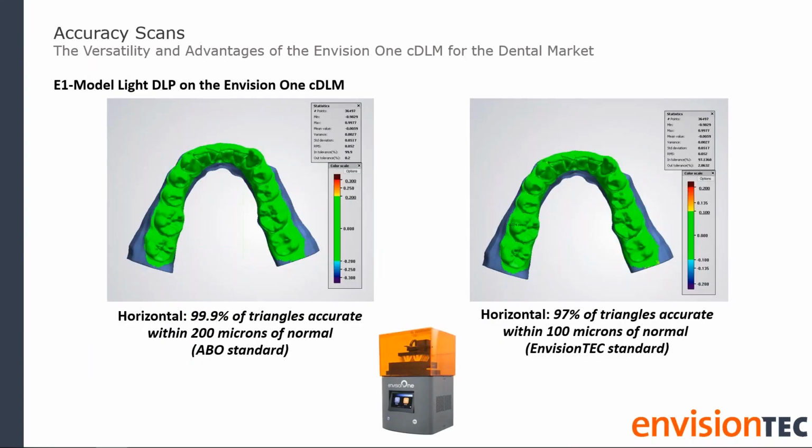So first, we're going to take a look at an aligner model printed on the Envision One cDLM. So we printed this flat to the plate. Now, according to the ABO standard of 200 micron accuracy, we were able to hit that 99.9% target. Now, as for EnvisionTEC standard, we like to keep a standard of 100 microns. So horizontally, at 100 microns, we were at 97% accurate, which is extremely close to that 99% target, even at 100 microns.